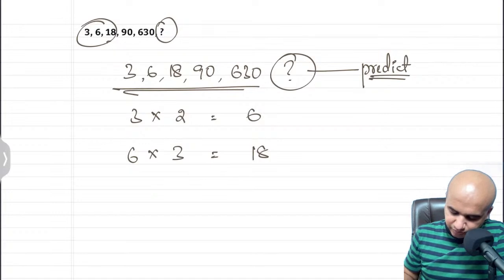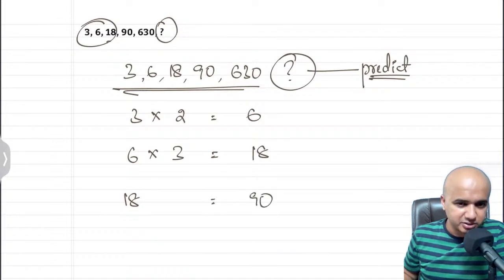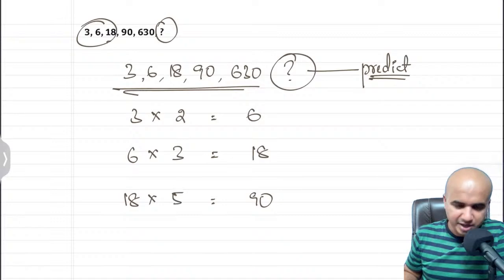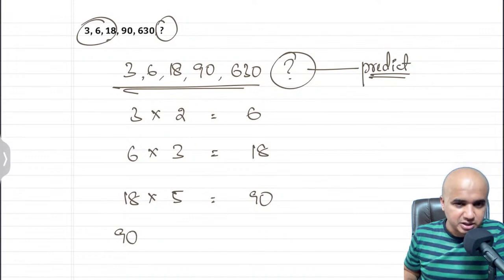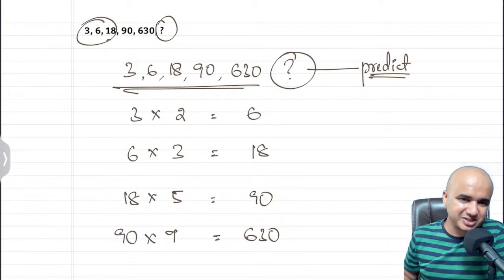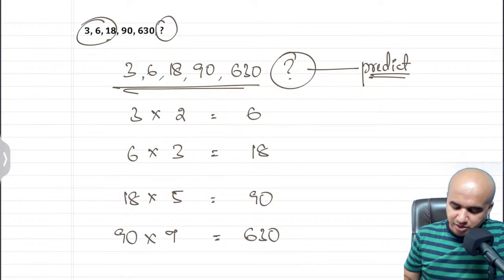Then what about 90? 18 is the result of the previous calculation, so from 18 we have to arrive at 90. 90 divided by 18 gives 5. So 18 multiplied by 5 fetches us 90. Now we have to arrive at 630. We know 9 7s are 63, so 90 multiplied by 7 would be 630. Now we have to predict the next number.